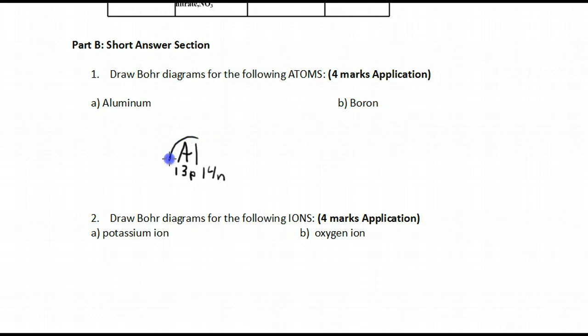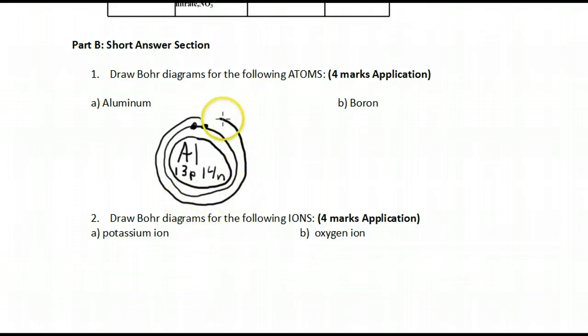Then we're going to put a little circle around this. How many electrons is it going to have? It's going to have the same number of electrons as protons, so it's going to have 13. We're going to draw the first energy shell, and I apologize for the low quality Bohr diagram. Remember, only 2 electrons can fit in the first energy shell, so we're going to make another one around it. What is the max number of electrons that can fit in this one? It is 10.